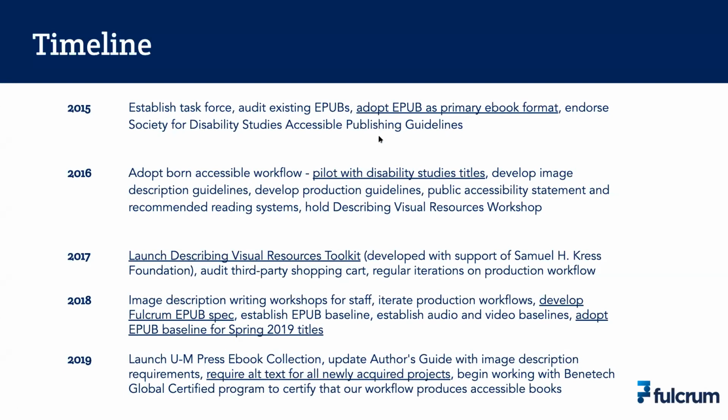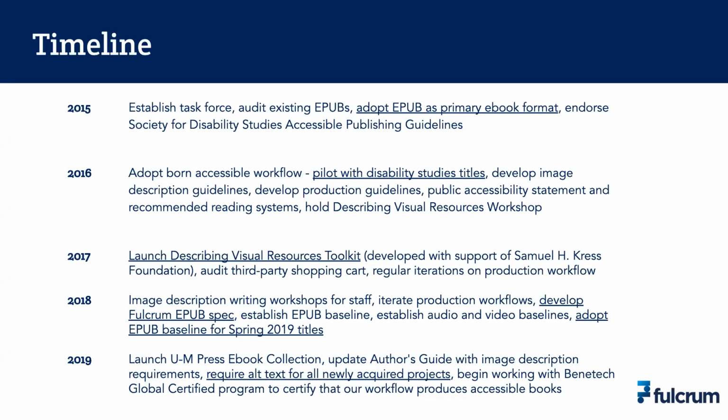What we found when we did our audit was that we really were lacking in image descriptions, and so we adopted a Born Accessible workflow, which I'll talk about a little bit more, and piloted that with just our disability studies titles. That series is about 8 to 10 books a year, so it was small enough that we could learn from that process and then apply it to the whole, as I mentioned earlier.